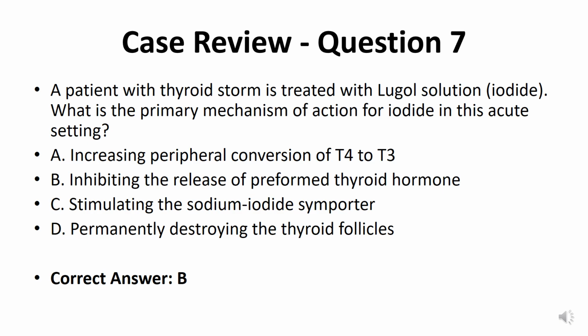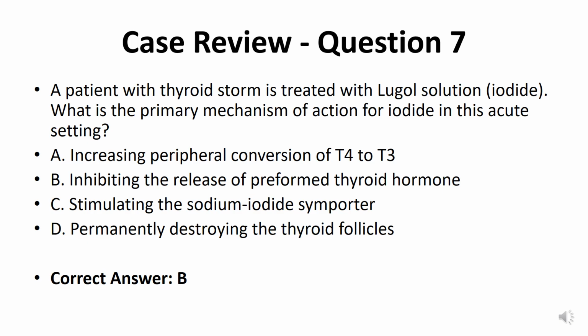The sodium iodide symporter normally transports iodide into thyroid follicular cells, but acute iodide therapy works primarily by suppressing hormone release. Option D, permanently destroying thyroid follicles, describes radioactive iodine therapy rather than Lugol solution. Radioactive iodine gradually destroys thyroid tissue over time, while Lugol solution produces a temporary physiologic suppression effect.